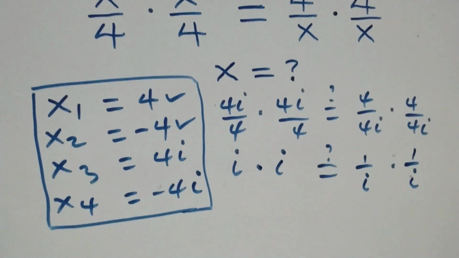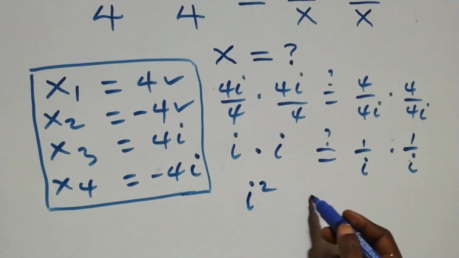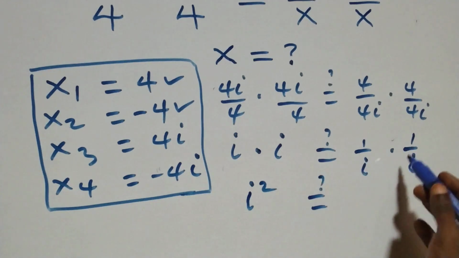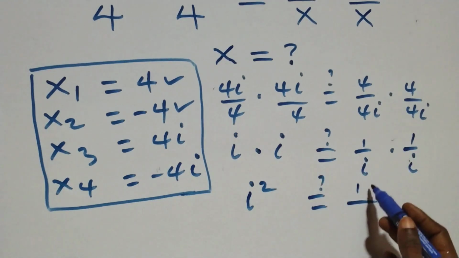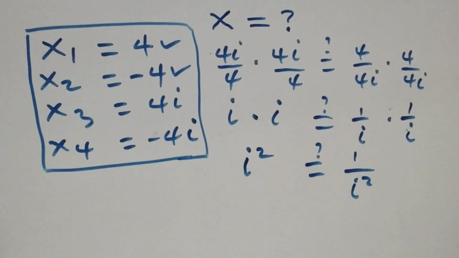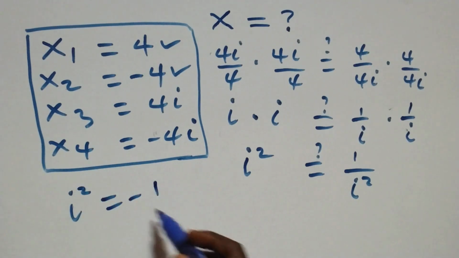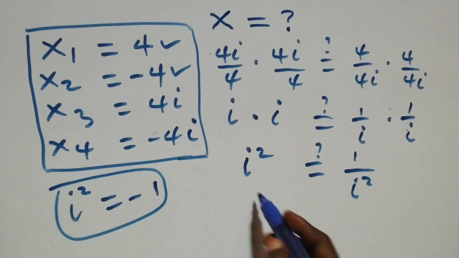Then i times i, same thing multiplying, you can write that as i squared, which equals here 1 times 1, that's 1 over i times i as well, that's i squared. And we should note that i squared is the same thing as minus 1. Then here we have minus 1.